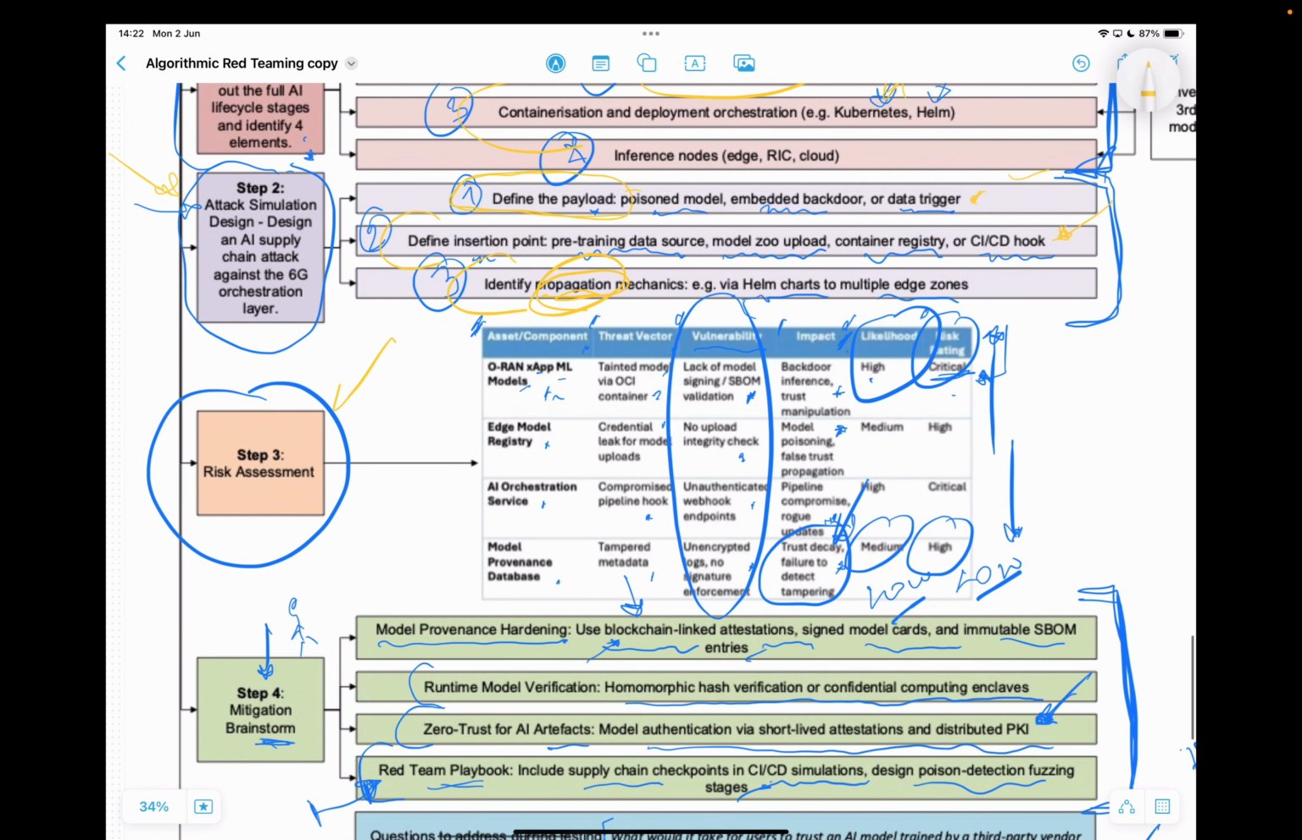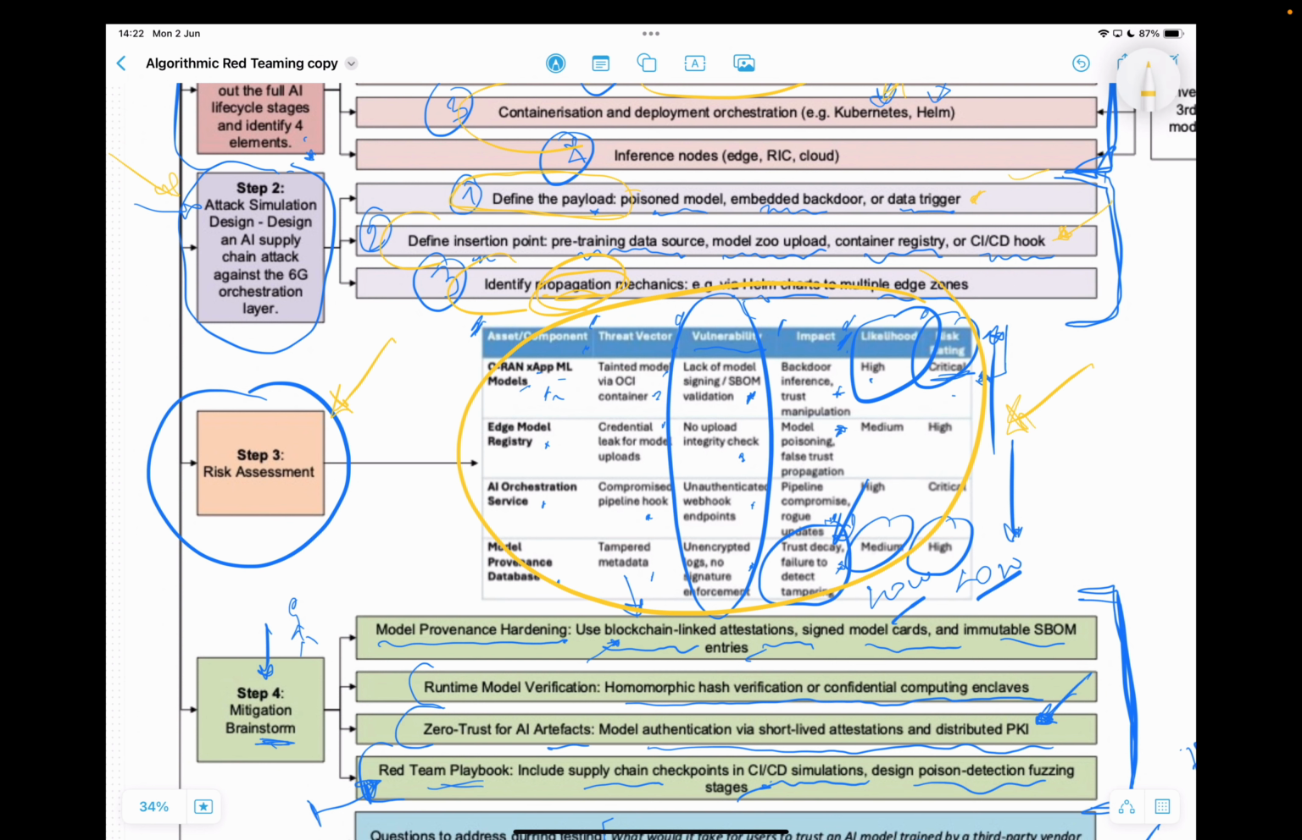And step 3, the risk assessment, we went through this very long table that is built using STRIDE tables with MITRE ATLAS mapping for supply chain threats. And in other exercises, we're going to be looking at more.